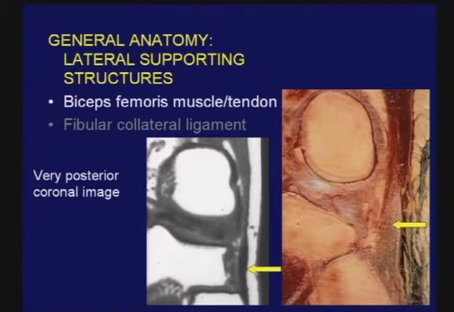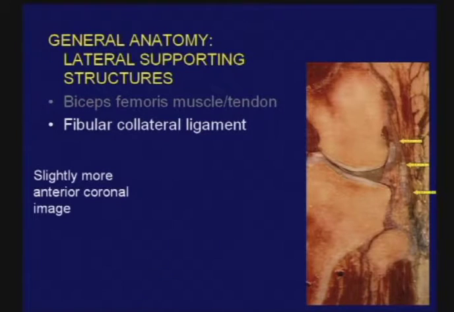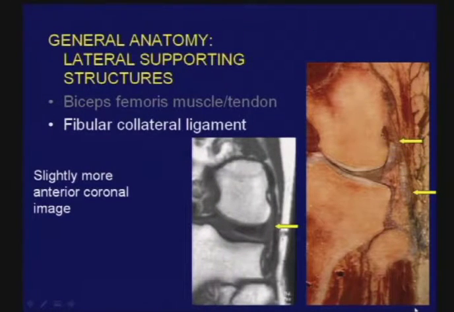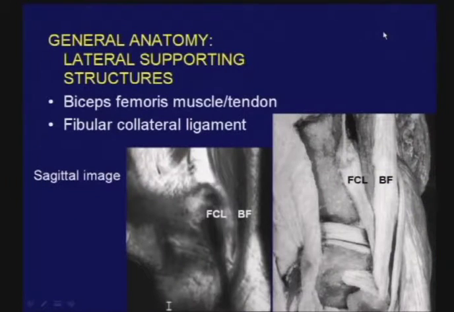As we look at a very posterior coronal image of the knee, it's dominated by the biceps femoris tendon, which is shown in yellow with yellow arrows here. If we go one cut forward from there, we see the fibular collateral ligament swinging up toward the epicondyle. Just deep to it, we can see the popliteus tendon. On an MR image at about that level, we see the fibular collateral ligament. We can see the biceps femoris muscle becoming a tendon in the same area. So a lot of structures in a very small region in the posterolateral corner of the knee.